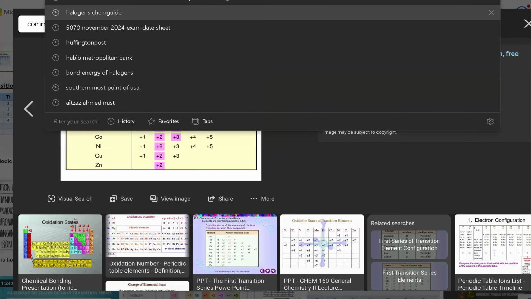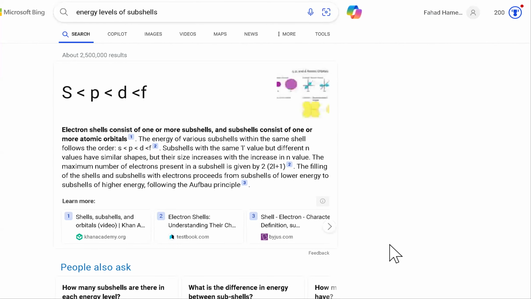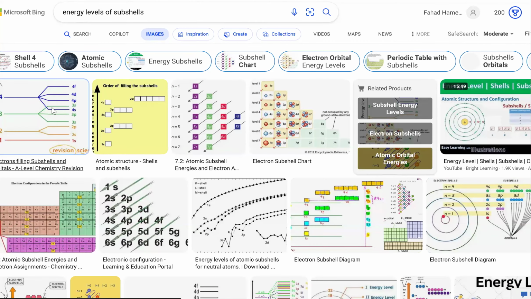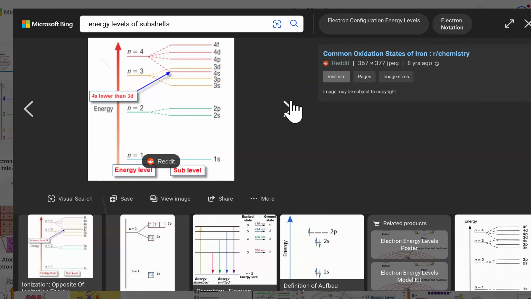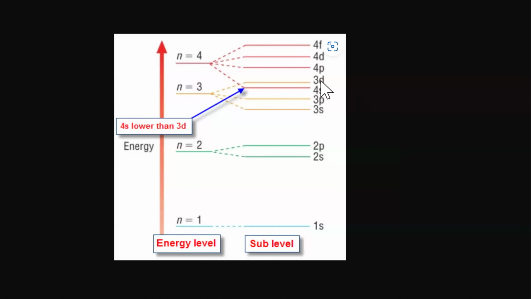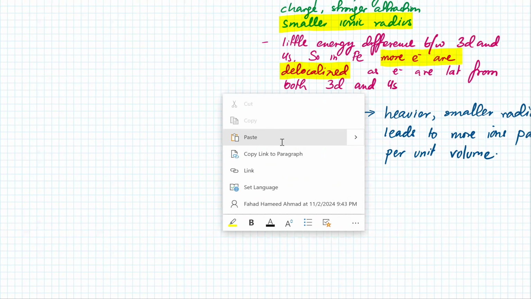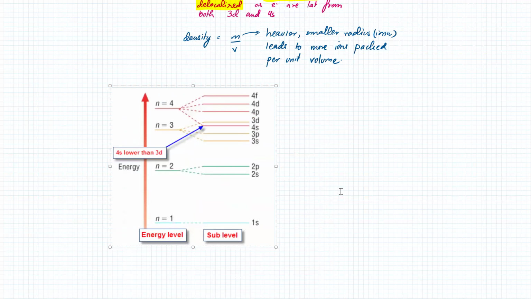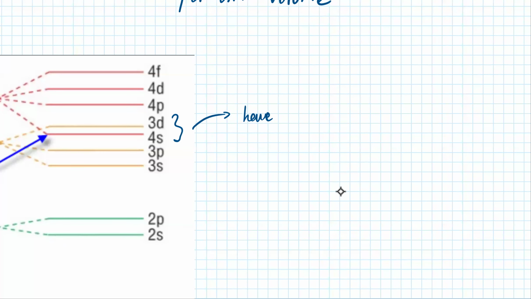I'll just post a picture of the energy levels. Yeah, this one. So you can see over here that the 3d and 4s have overlapping energies. They almost have the same energy. They're almost the same distance away from the nucleus. So the 3d and 4s subshells have very little energy gap.